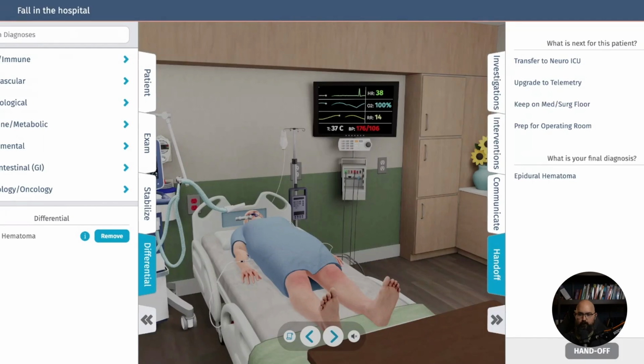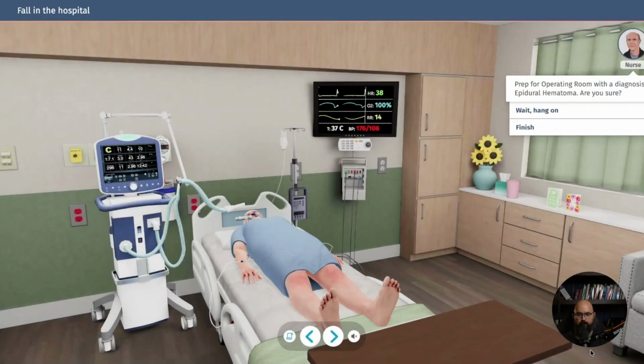Oh gosh, did we do everything right? I feel like I'm going to get penalized. Transfer to the operating room for a diagnosis of epidural hematoma. Prep for operating room, diagnosis of epidural hematoma. Are you sure?